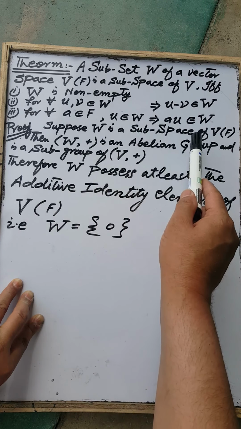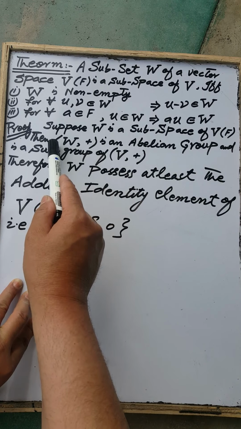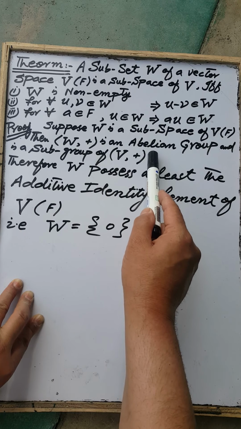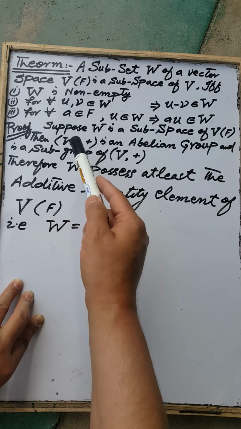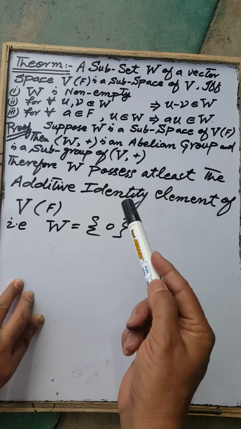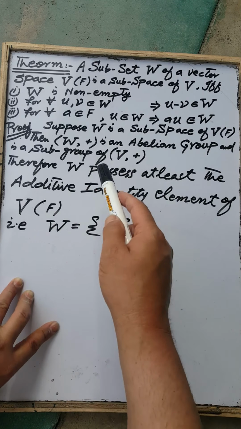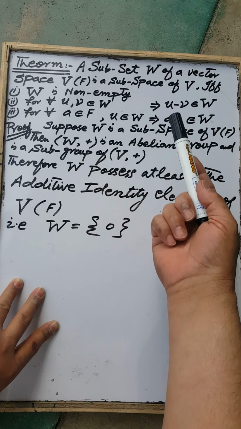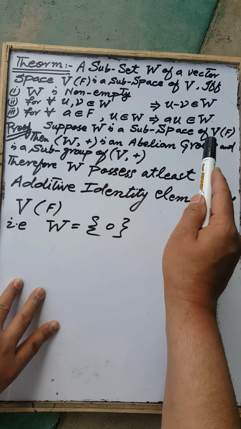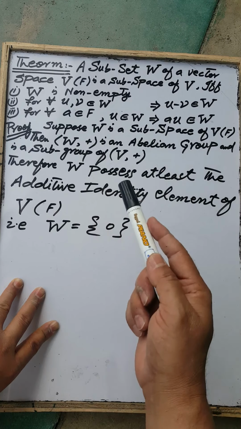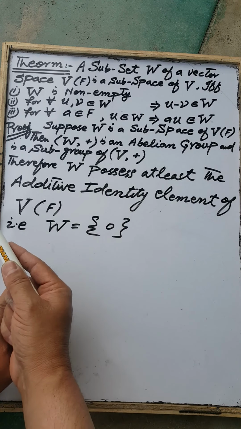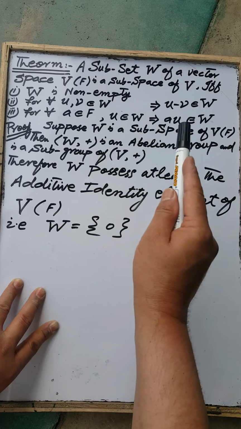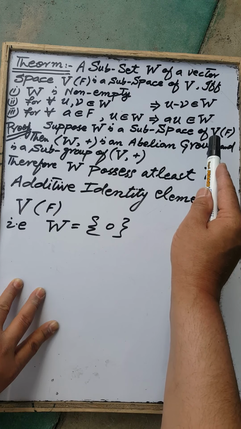Suppose that W is a subspace of the vector space V over the field F. Then W, with respect to the binary operator addition, is an abelian group, by the condition of the vector space. W will be a subspace of V if and only if W by itself over the field F is a vector space. In the vector space, addition is a binary operator, and the vector space V is an additive abelian group.